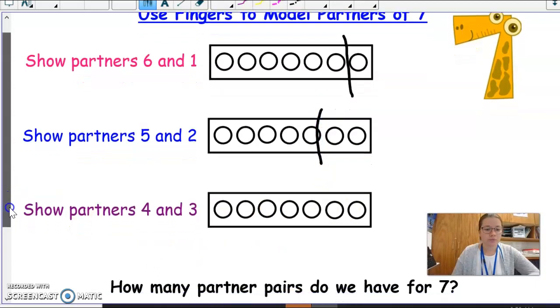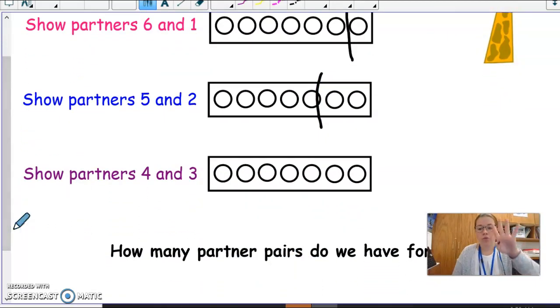Good. Now let's show 4 and 3 on your fingers. 4 and 3. And we know that that gives us 7. So 1, 2, 3, 4. If you look at our pattern here, our stair steps are getting bigger on this side, and they're getting smaller on this side.